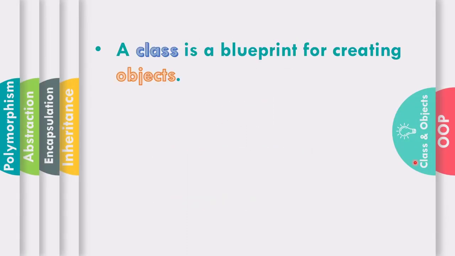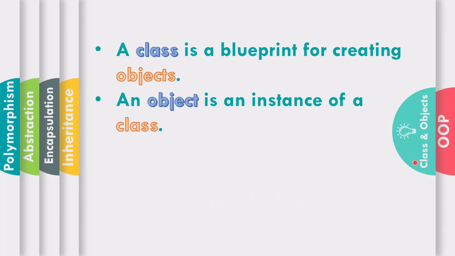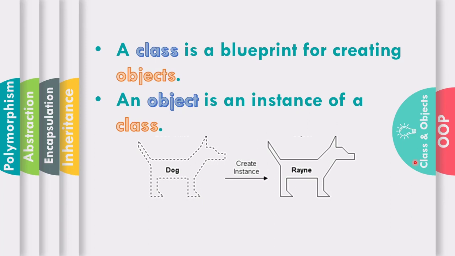Class and objects. A class is a blueprint for creating objects. An object is an instance of a class. In the example here, dog is the class. A particular dog called Ryan is an instance of the dog class.